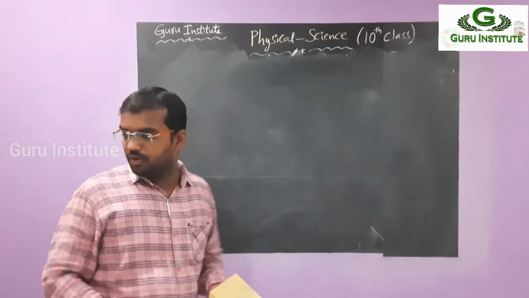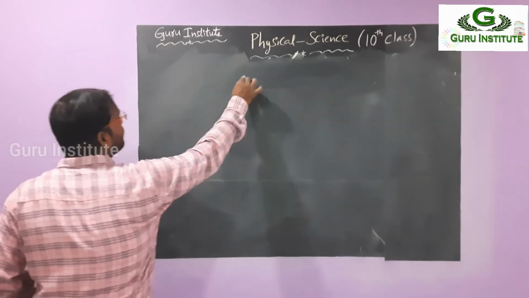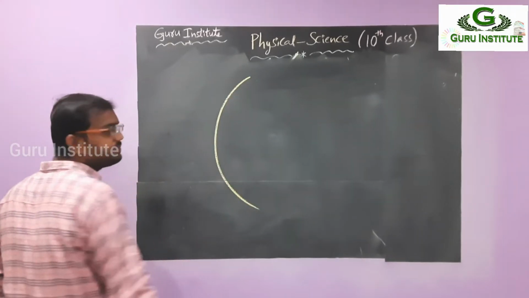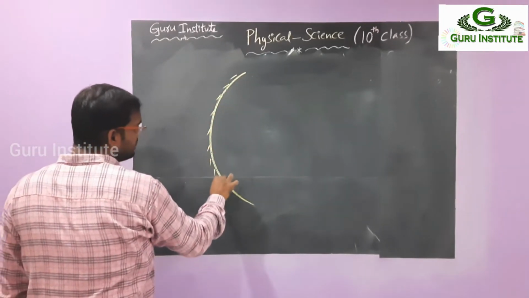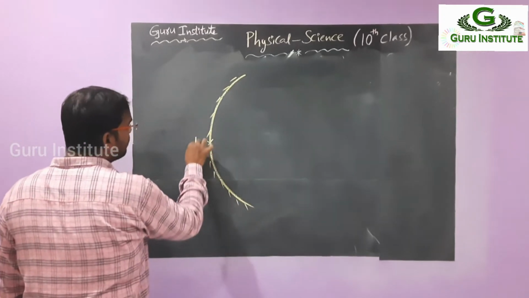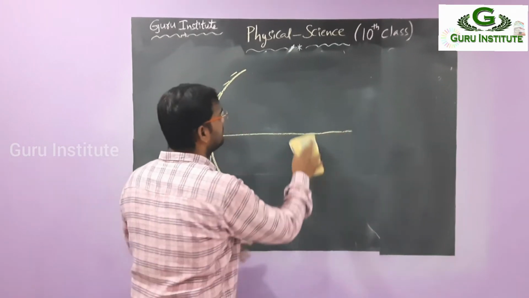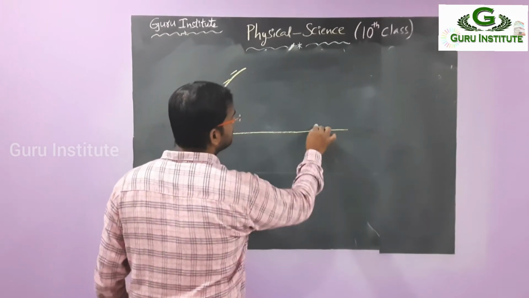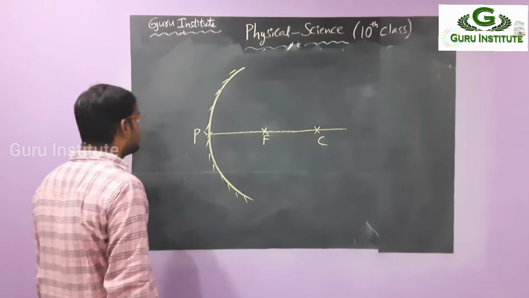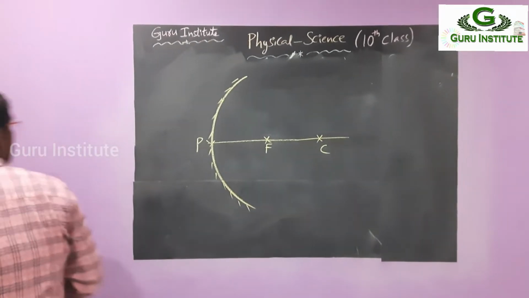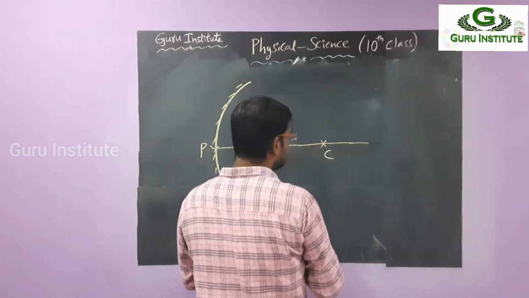Now for the object we have to see the ray diagrams. Observe clearly. First the concave mirror. Which mirror? Concave. Just shade it. Now observe clearly. This is the pole, and what do we have to draw next? The principal axis. Next, the center of curvature, and exactly in the middle you have to take the focus. Now I am taking one candle here. Just observe the picture.